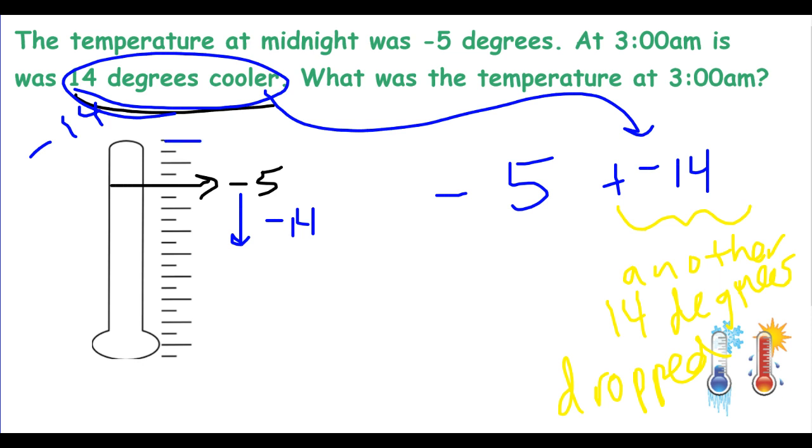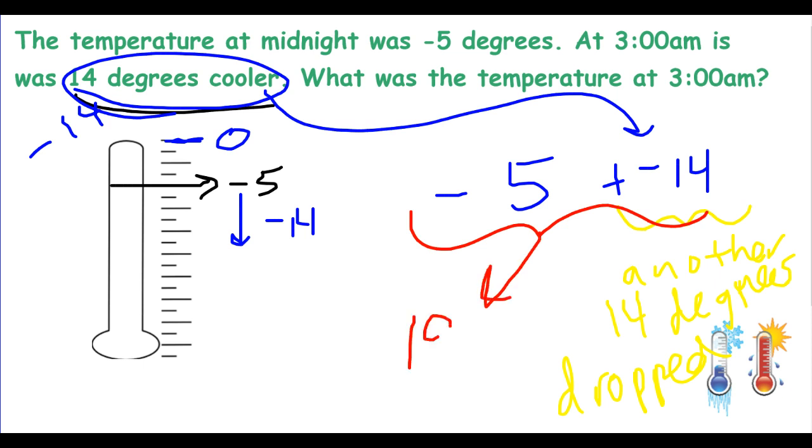But because 0 is higher than negative 5, if we start 5 degrees below 0 and we drop another 14, we're going to end up a total of 5 plus 14, or 19 degrees below 0. So they're both below 0. Their distance from 0 and their temperature below 0 is just going to add on to each other. So we end up eventually at a negative 19.